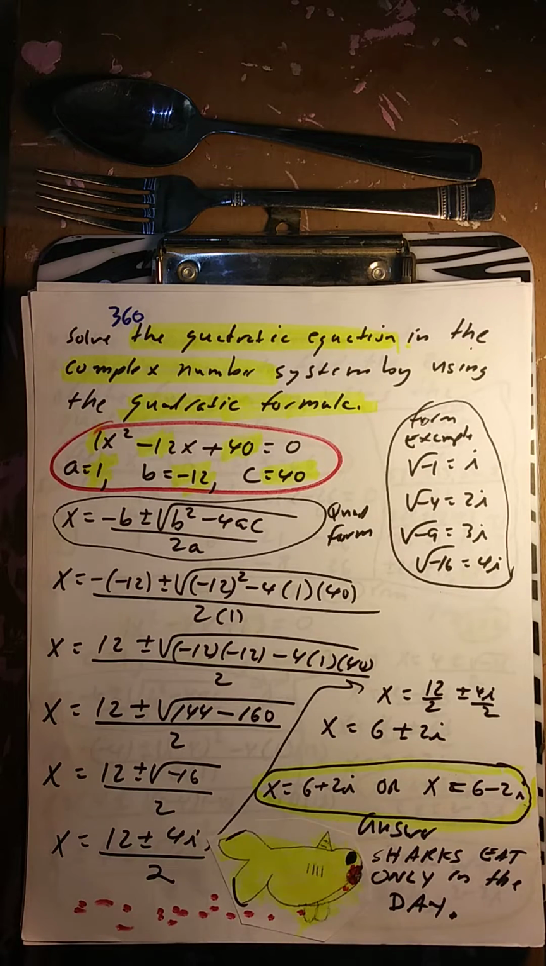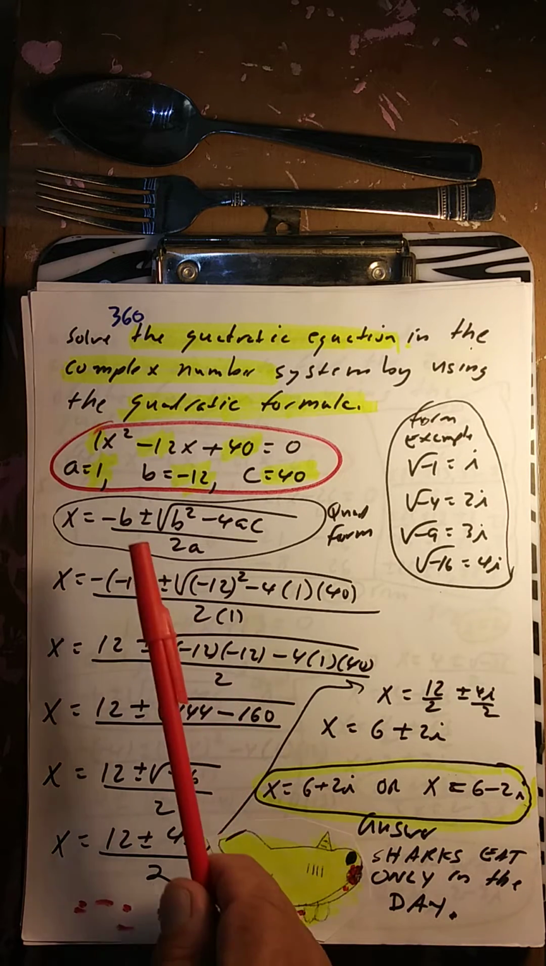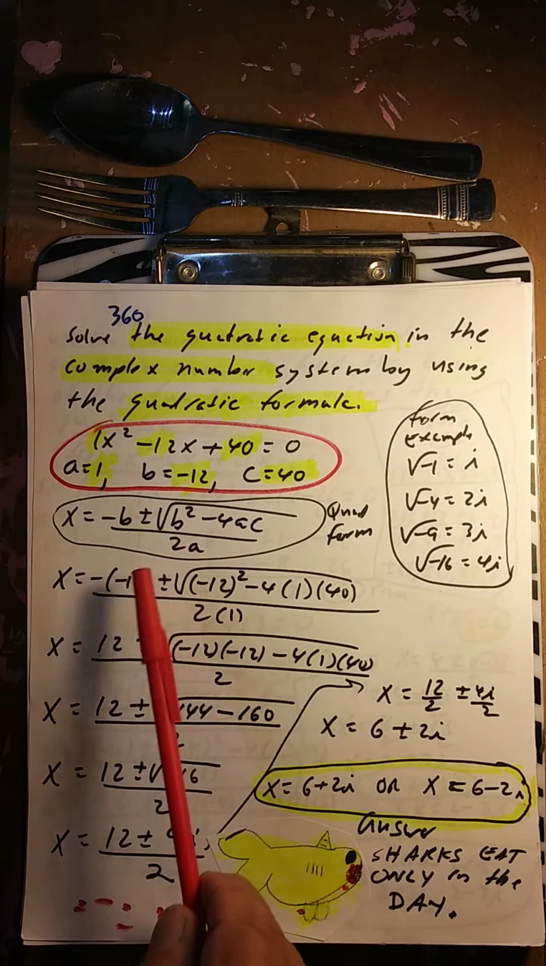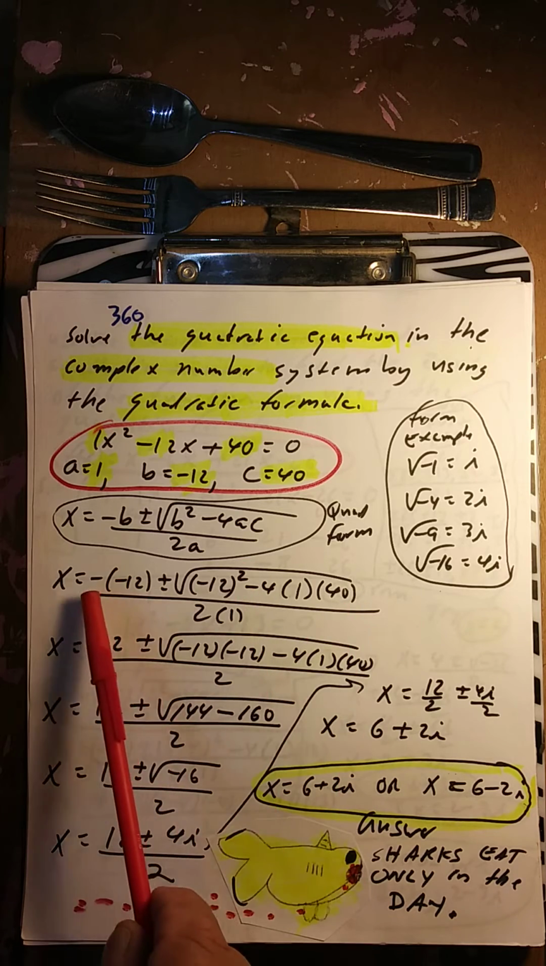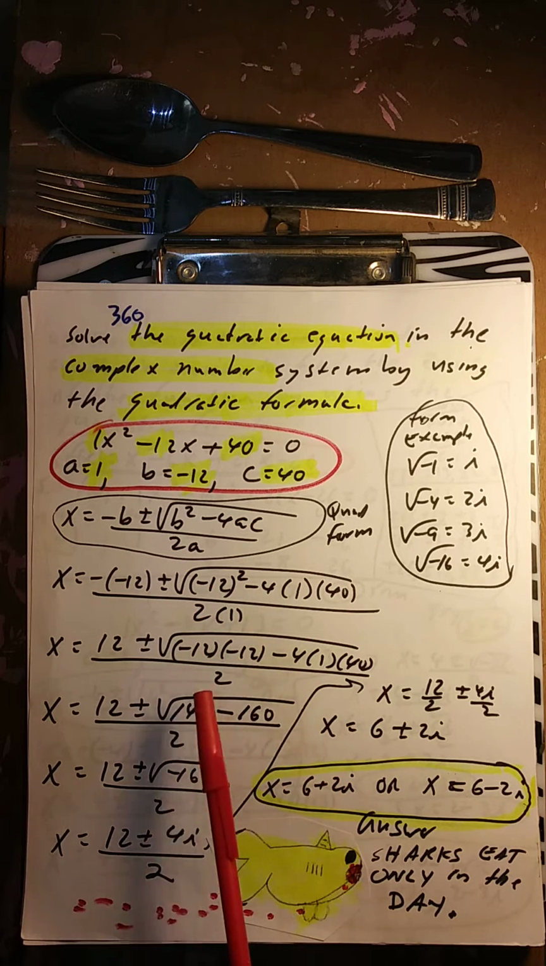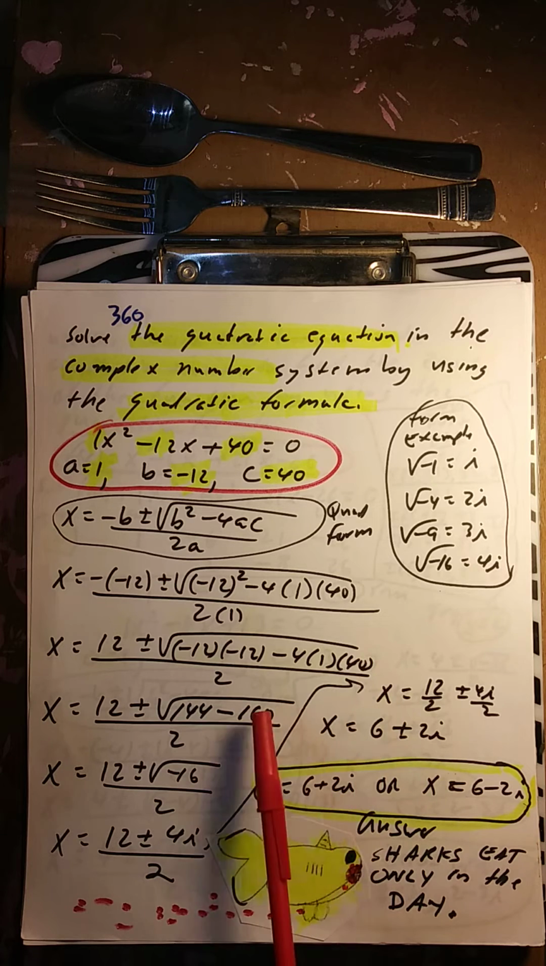Solve the quadratic equation in the complex number system by using the quadratic formula. All right. So there's A, B, C. Put the numbers in there. So notice what happens. Negative, negative is positive. Negative 12 squared is 144. And this right here is going to be 160.